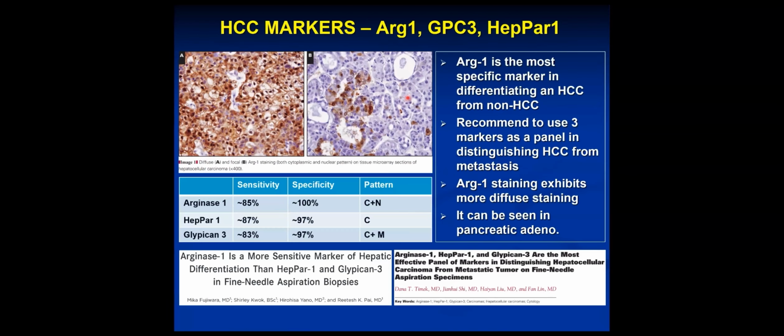At times in cytology, distinguishing between hepatic primary, cholangiocarcinoma, or metastasis becomes necessary. The optimal combination for hepatic origin includes arginase-1, HepPar-1, and glypican-3. Among them, arginase-1 is the most specific marker in differentiating hepatocellular carcinoma from non-HCC. It has a more diffuse staining pattern, but remember, it can be seen in pancreatic adenocarcinoma. So it is recommended to use these three markers as a panel in distinguishing HCC from metastases.